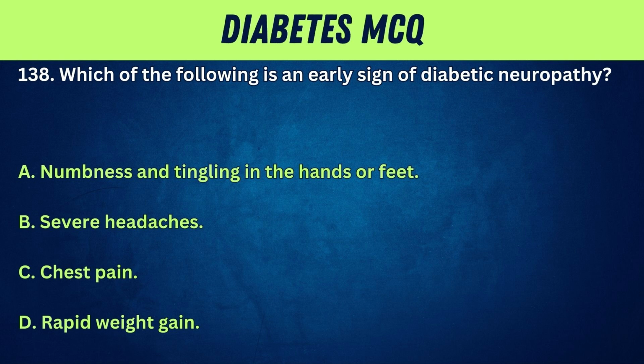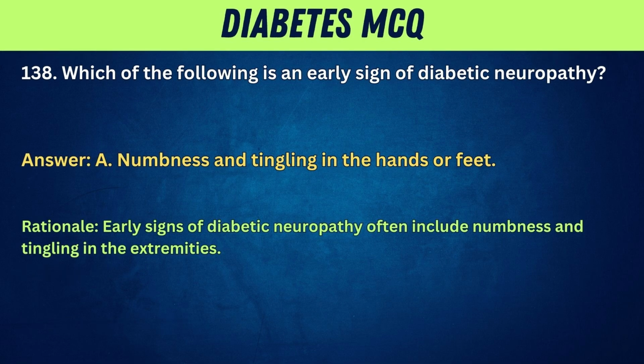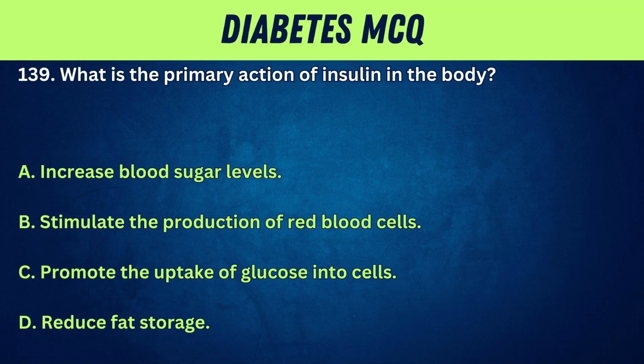A. Numbness and tingling in the hands or feet. B. Severe headaches. C. Chest pain. D. Rapid weight gain. Answer: A. Numbness and tingling in the hands or feet. Rationale: early signs of diabetic neuropathy often include numbness and tingling in the extremities.